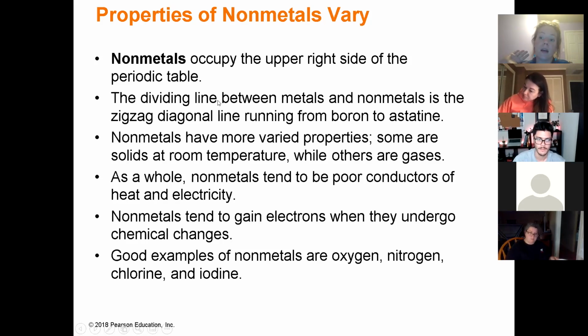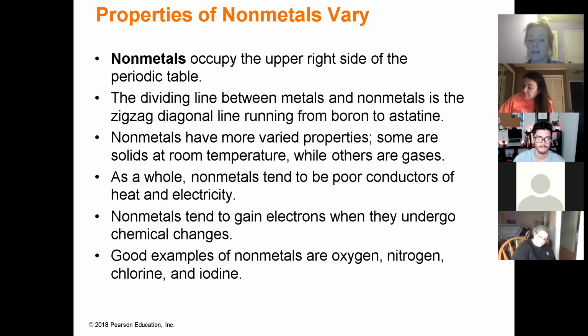Non-metals, which occupy the upper right side of the periodic chart, have much more varying properties. So you'll find at room temperature, some of them are solid and some of them are gases. In general, as a whole, non-metals tend to be poor conductors of heat and electricity because they don't conduct heat and they don't conduct electricity. They tend to be good insulators.